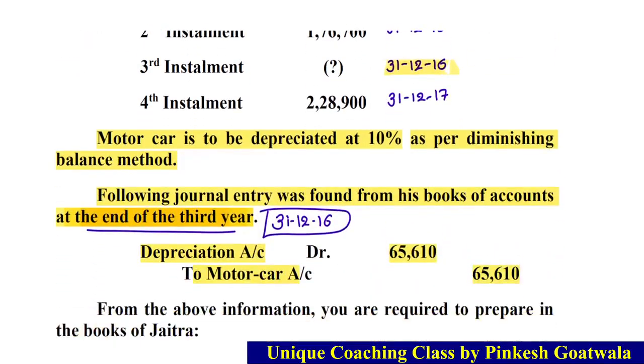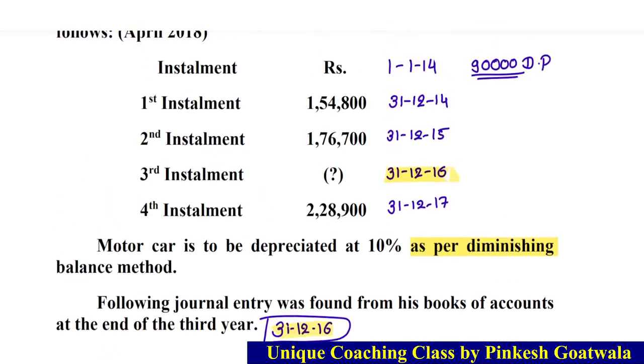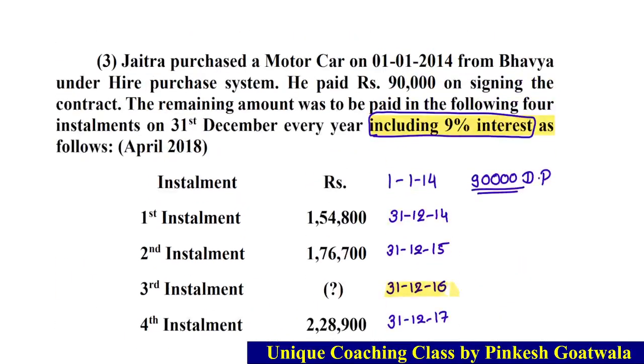And also they give the journal entry of depreciation on 31st December 16. So now how to calculate this? The cash price is not given. So if the cash price is not given, don't worry, we can start the sum from the last installment, as we did in the last two videos. So let's write whatever information they give in our table.